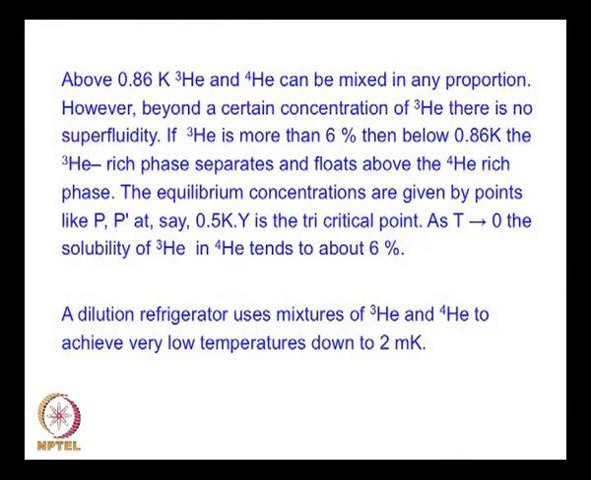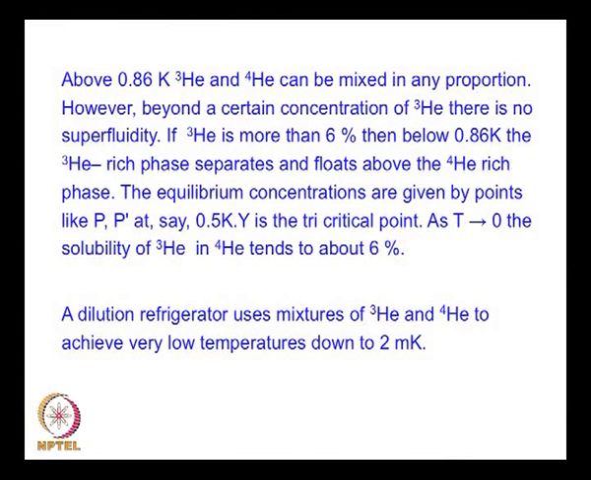So, you can see that above 0.86 K, helium 3 and helium 4 can be mixed in any proportion. However, beyond a certain concentration of helium 3, there is no superfluidity. If helium 3 is more than 6%, then below 0.86 K, the helium 3 rich phase separates and floats above the helium 4. So, this is the region I am talking about, below 0.86 K. The equilibrium concentrations are given by points such as P and P dash at say 0.5 K.